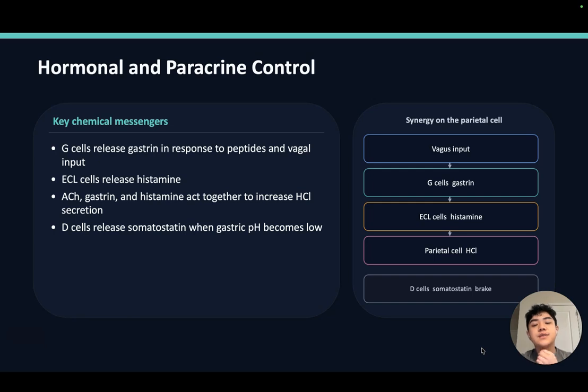But the stomach also needs brakes. So these cells release somatostatin. Somatostatin reduces gastrin release and reduces acid secretion. This helps prevent excessive acidity and keeps the system balanced. So the key idea here is that the regulation is not just turning things on, it's turning things on in a more controlled way with built-in inhibition.